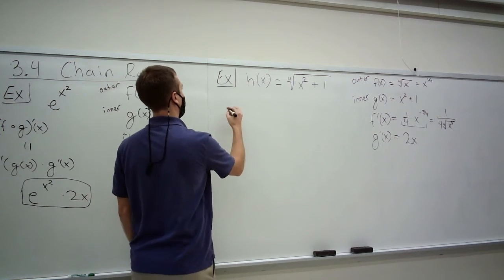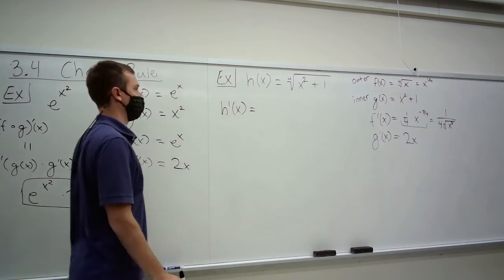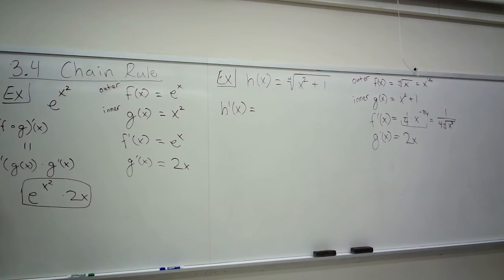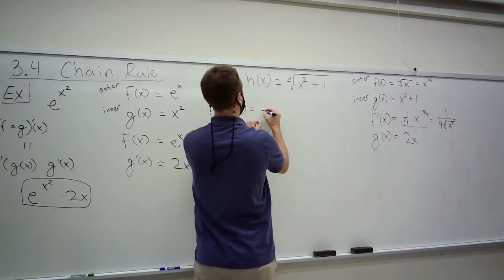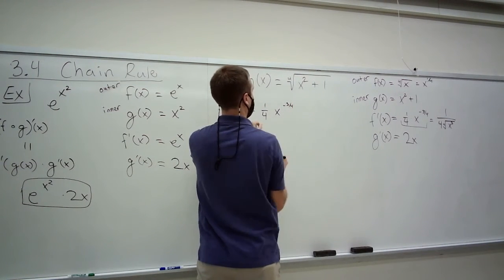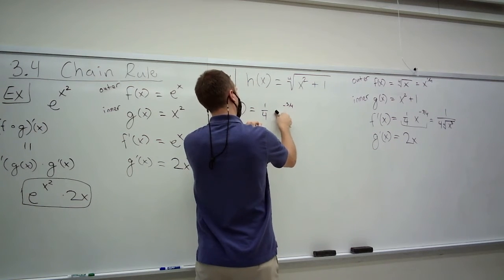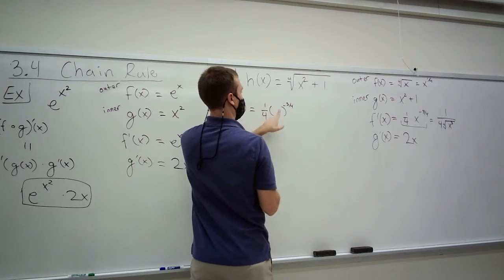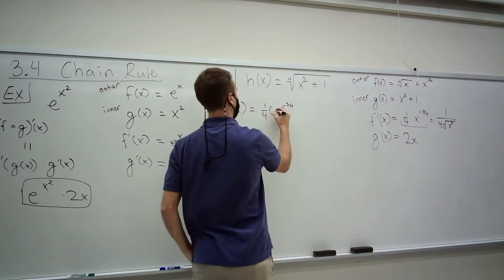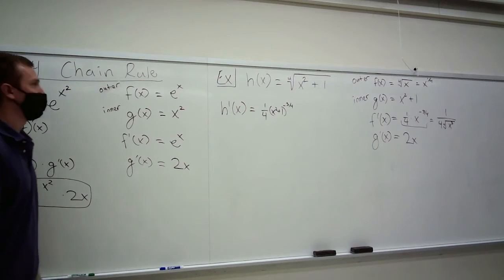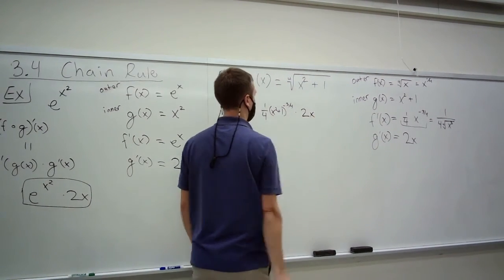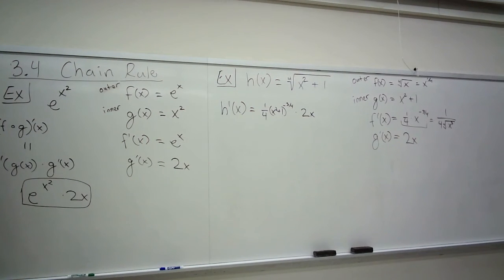Chain rule says h prime is derivative of the outer composed with the original inner times the derivative of the inner. Derivative of the outer is 1/4 x to the negative 3/4. But we're going to compose that with the original inner. So instead of writing an x, I'm going to write the entire inner function. Times the derivative of the inner. That's it.